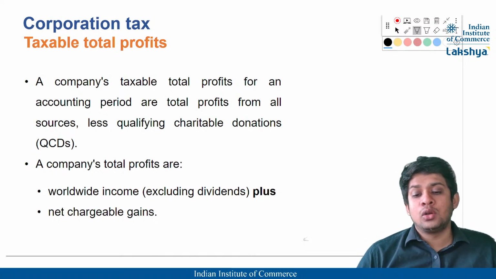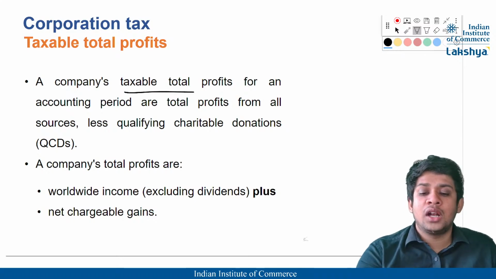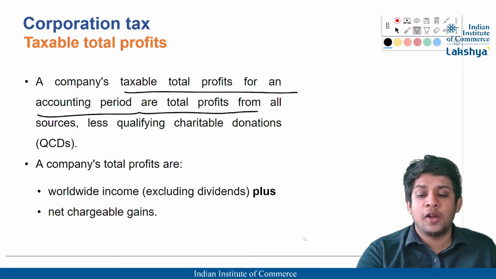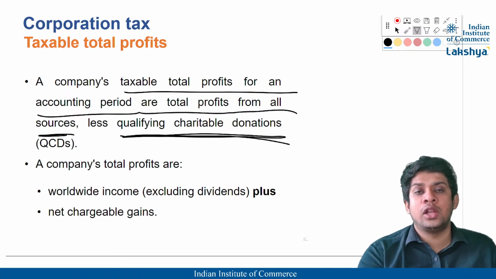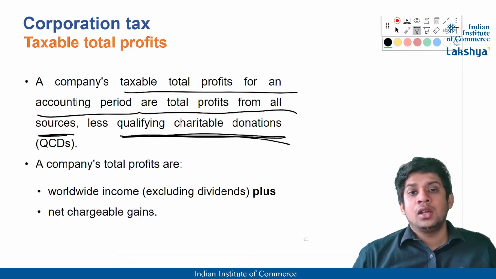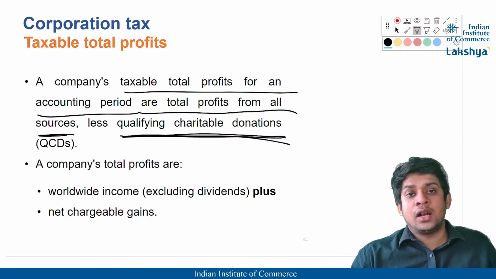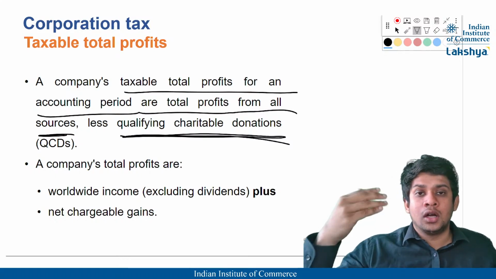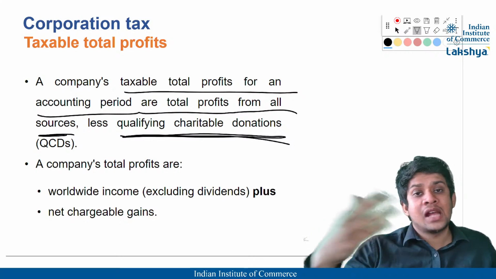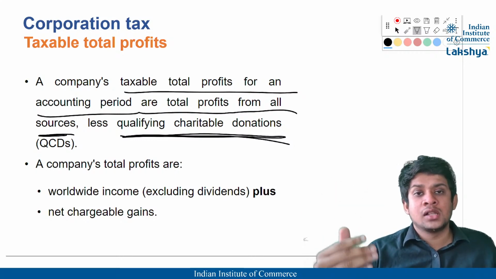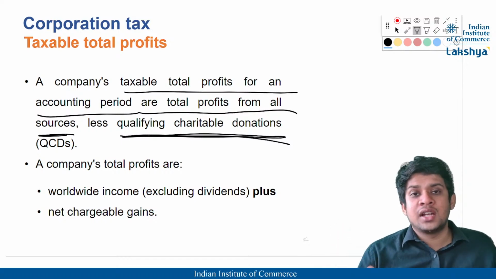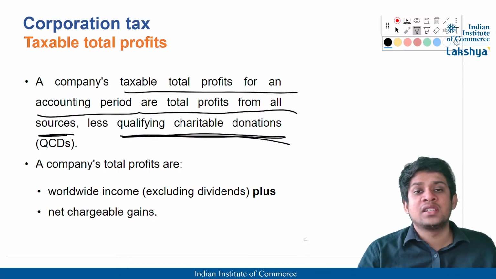Now, guys, the taxable total profits of a company for an accounting period are the total profits from all sources less any qualifying charitable donations. So, guys, any total profits that are there. There are a couple of heads like your property income, if the company has any property which is given out on rent, the trading income that the company does, and any interest income. Maybe say the company has had any fixed deposits from which they are receiving interest. So that is an interest income to the company, right?